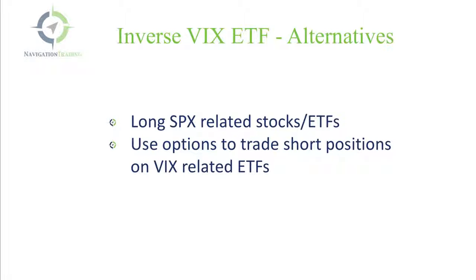So what's the alternative if you want to have that specific exposure? If you want to be short VIX, if you want to be short volatility, what else can you do? Well, here's a couple of options. One, you could be long SPX related stocks or ETFs. Remember, the VIX and SPX are inversely correlated. So if your assumption is that volatility is going to contract, then you must also assume that the S&P 500 or related market stocks or ETFs will be going up. So you could simply get long SPX related stocks and ETFs. You could buy SPY, you could buy Apple, you could buy Amazon. There are dozens and dozens of stocks and ETFs that are highly correlated to the S&P 500.